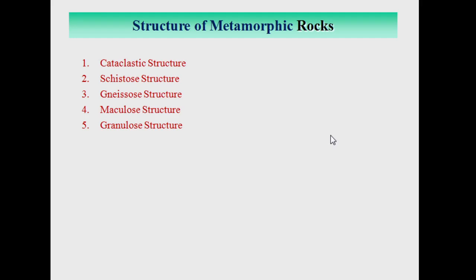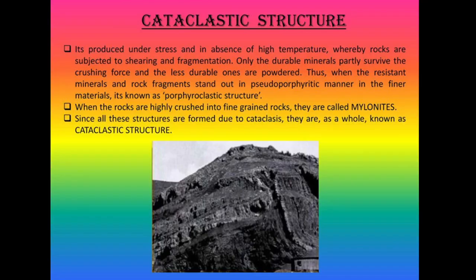Now our next point is the structure of metamorphic rock. The first type of structure is the cataclastic structure. The second is the schistose structure. The third is the gneissose. Next is the maculose, and the last type of structure is the granulose. Now we will see each type of structure in detail. First is the cataclastic structure.